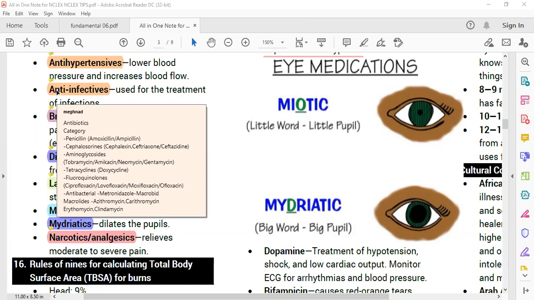Epinephrine is the antidote for penicillin as well as cephalosporin. Calcium gluconate is the antidote for aminoglycoside.